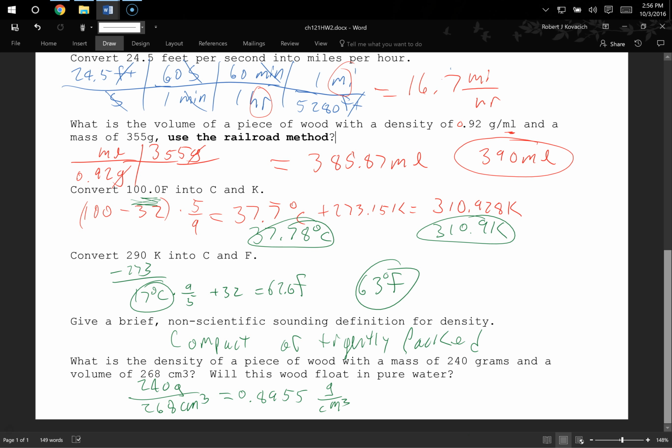0.8955. How many sig figs? There's no decimal place after the 240, right? So only 2 sig figs. So what's my answer? It's going to round up. 0.9. There you go. Thank you. 0.90 grams per centimeter cubed. So it's 2 sig figs. That first 0 is just a placeholder letting people know that there's a decimal place there. But I need 2 sig figs.